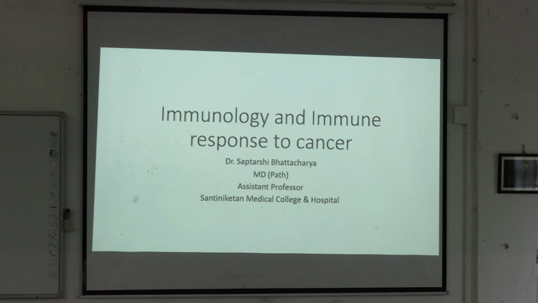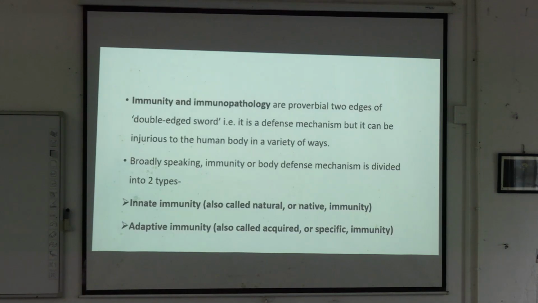Today our topic is immunology and immune response to cancer. Immunity and immunopathology are the proverbial double-edged sword. Immunity is basically a double-edged sword. That is, it is a defense mechanism, but it can be injurious to the human body in a variety of ways. So it is of two types: innate immunity, also called natural or native immunity, and adaptive immunity, also called acquired or specific immunity.